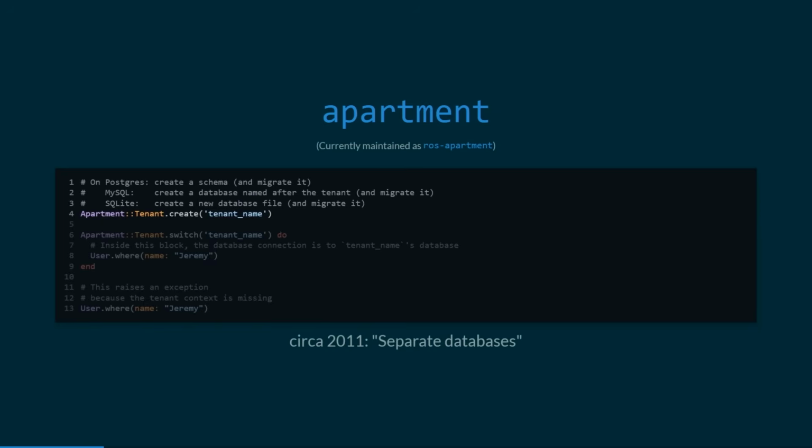You can create a new tenant, and this will do exactly what you think. It'll go create the database. Inside a switch block, if you make an Active Record query, it will use the right connection to go serve your query, which is great. And if you do it without that context, it'll raise an error. Very cool. You can see that there are actually no other application concerns, and the framework is doing all of this work for you.